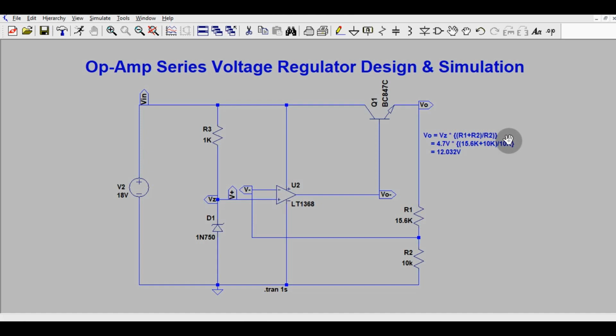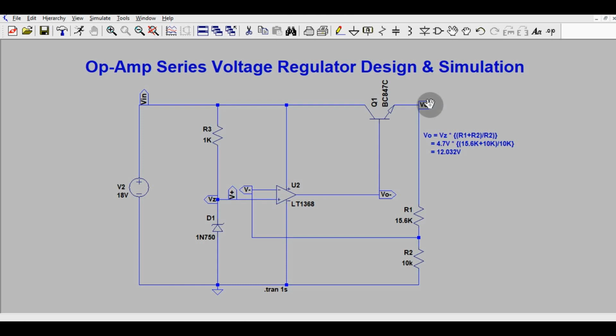So today we will understand design and simulation of op-amp series voltage regulator using LT-Spice tool. Today we will understand how we design a power supply for 24 volt input or 18 volt input to 12 volt output. So this is the objective of today's tutorial. I want to design a power supply whose input voltage is varying from 18 volt to 24 volt, and we want to get an output of 12 volt.